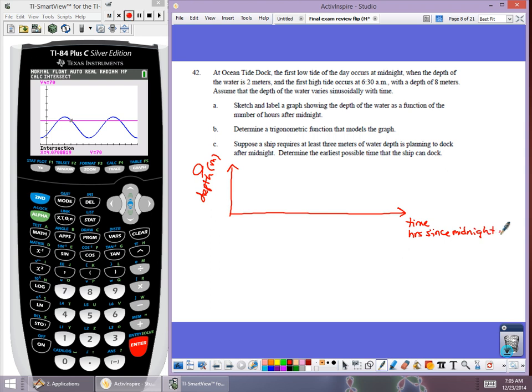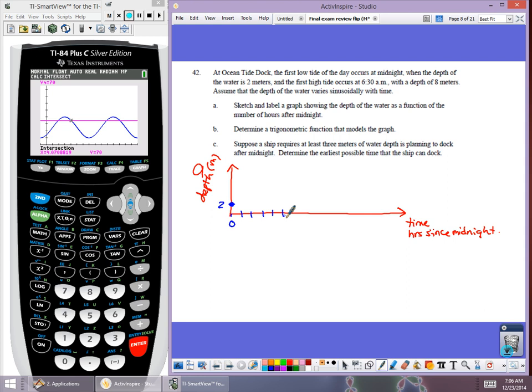All right, so let's go ahead and read the problem. At Ocean Tide Dock, the first low tide of the day occurs at midnight. Oh, that's pretty easy. Okay, so 0 o'clock. The depth of the water is 2 meters. So we're going to put a 2 and put a point. Okay, we're at low tide. And the first high tide occurs at 6:30 a.m.